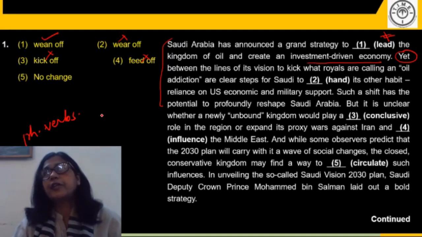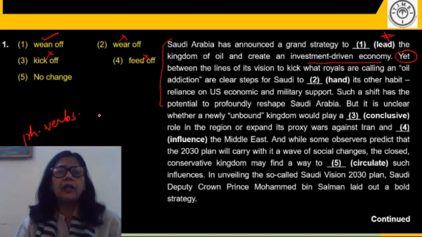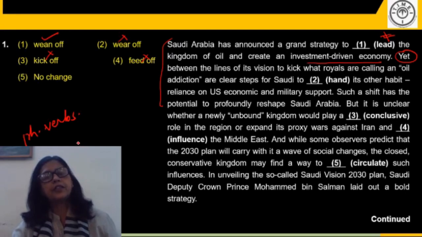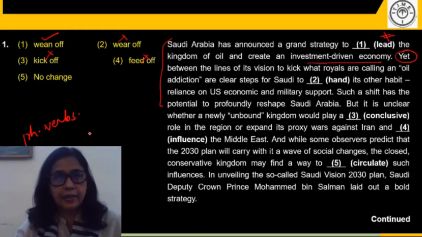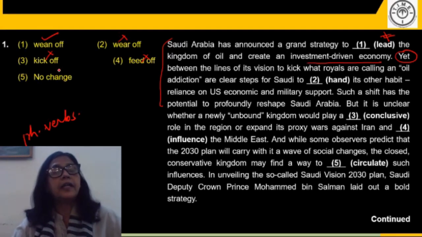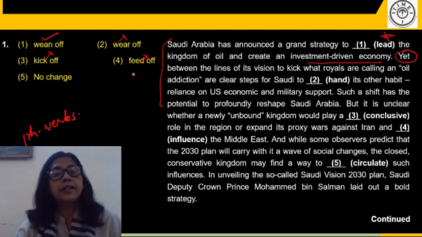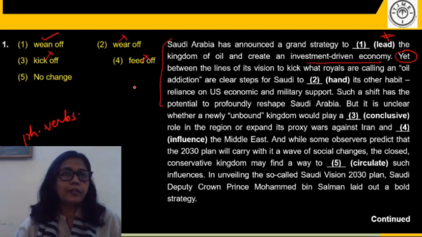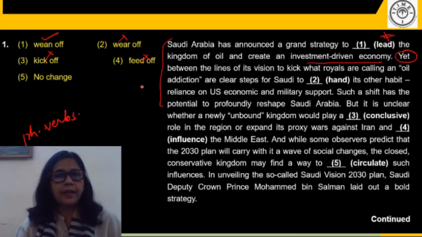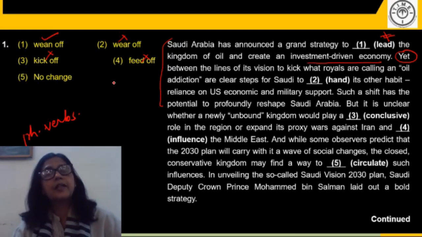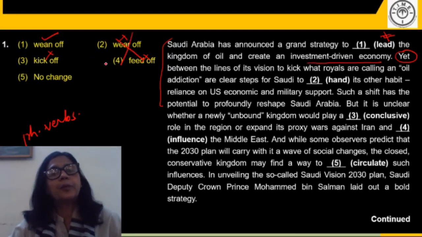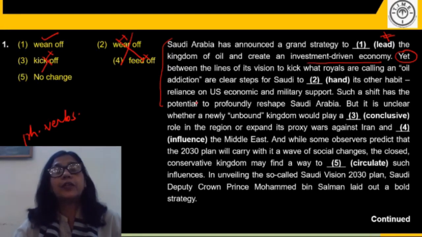So wear off: when you talk about the euphoria, after having won a match, you can say the euphoria has worn off. So it has subsided, used in that manner. Kick off: you can kick off a football match, that means start. Feed off: if someone feeds off someone, that means like a parasite, right? So these other options definitely don't fit, and it is only wean off.